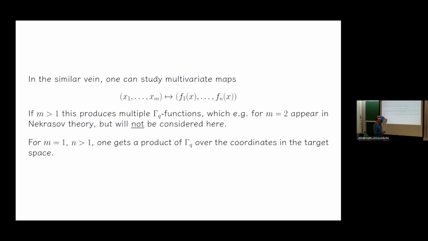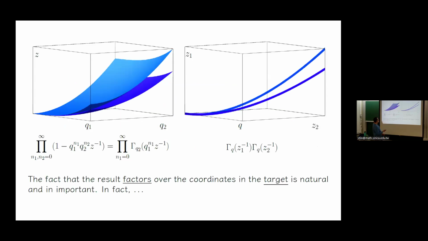In a similar way, in principle, you can study maps from M-dimensional space to N-dimensional space. That would be given by an N-tuple of polynomials or formal power series in M variables. And this N and M play different roles, because if I have more than one variable in the source, I'm getting different things. So maybe I'll just show you a picture. Here in the first scenario, my source is two-dimensional, scaled by two functions, Q1 and Q2, and my target is one-dimensional, scaled by Z.